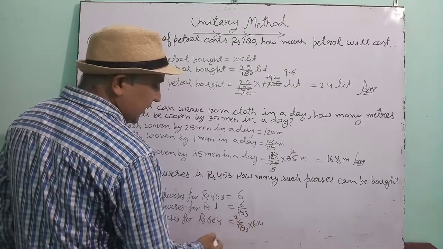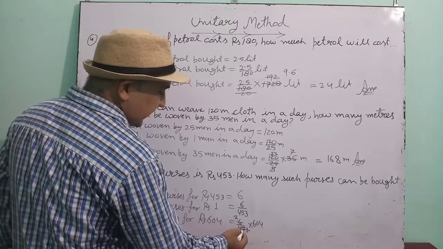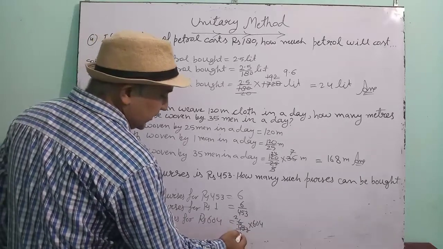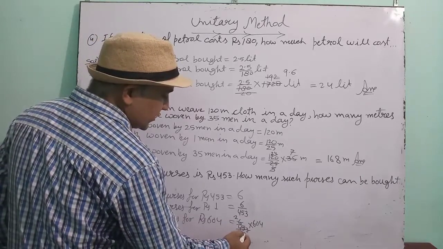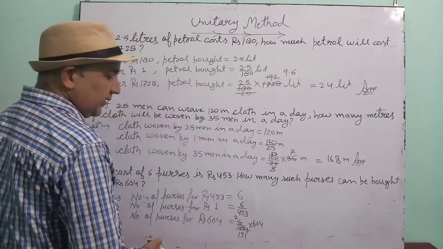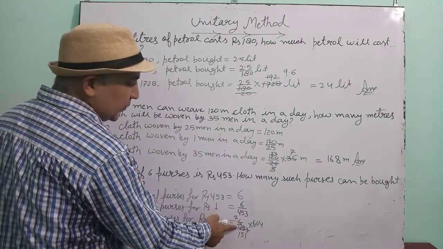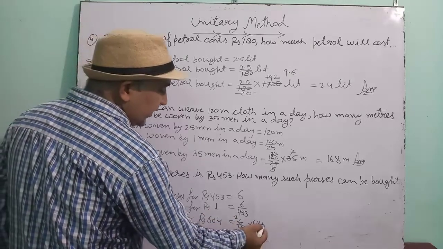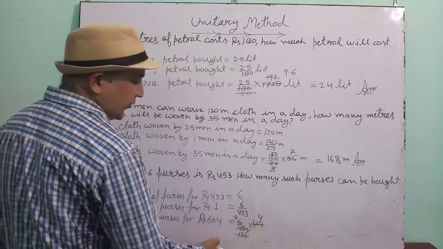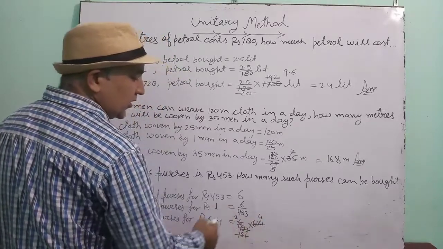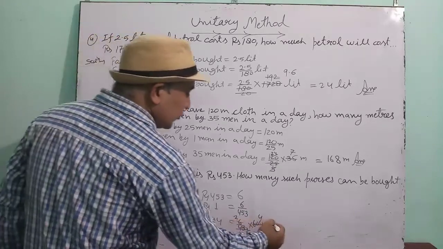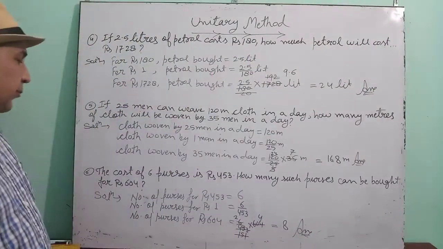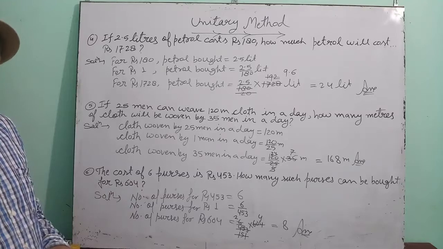3 can divide 6 by 2 times. 3 into 1 is 3, 3 into 5 is 15, 3 into 1 is 3. Okay, you can see that 6 and 453 both are divisible by 3. Now 151 is dividing 604 by 4 times. 4 into 1 is 4, 15 into 4 is 60. Okay, now 4 into 2, 8. That means total 8 purses can be bought for rupees 604.